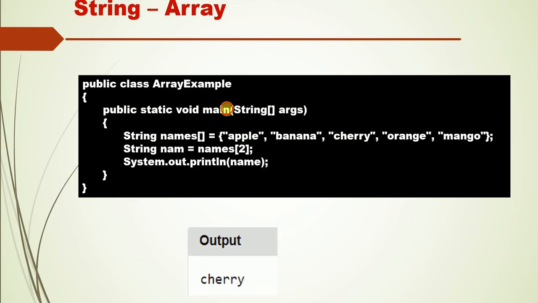See the index value: apple, that is 0, banana, that is 1, cherry, that is 2. This is all about a string array.